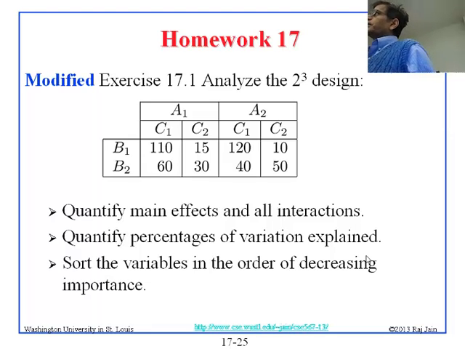and then get the main effects, interactions, percentages of the variation explained, and sort the variables in the order of decreasing importance. And I am using the word importance very carefully. Importance is not the same as significance. Significance has to do with whether this is significant at 90% or 95%, or whether it is zero otherwise. That is a statistical term. Here we are using importance. In the real world, nobody cares if it is 5% in most cases. In most cases, we worry about biggest things first.